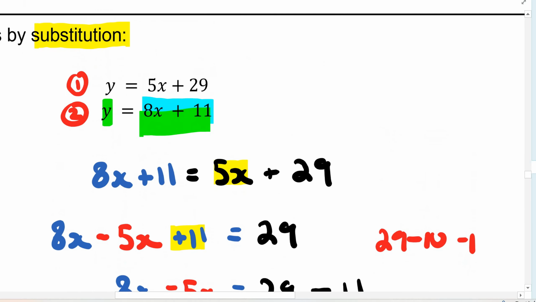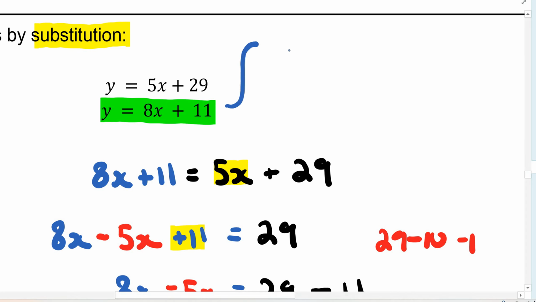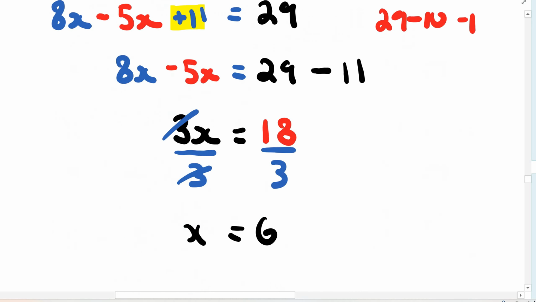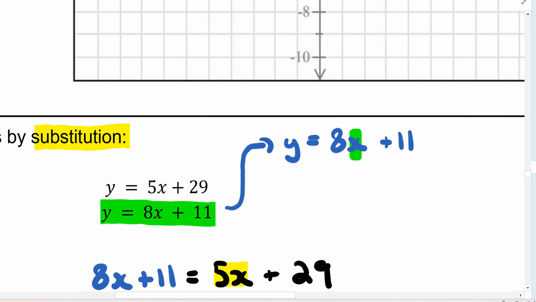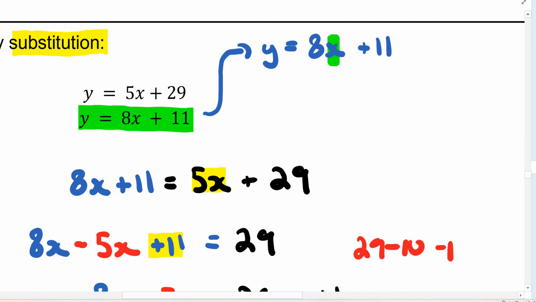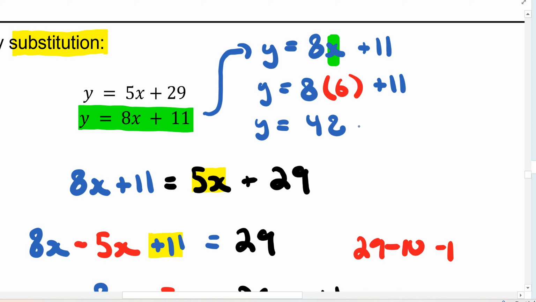Okay, so if I go back to the original equations here, it doesn't matter which equation you use. I'm just going to use this second one here, but once again, it doesn't matter what equation you use. So I have y equals 8x plus 11. We just found out that x was equal to 6, right? So I take my 6 and I'm going to plug it in for the x there. So y equals 8(6) plus 11. Okay, so y would equal 48 plus 11, and that equals 59.